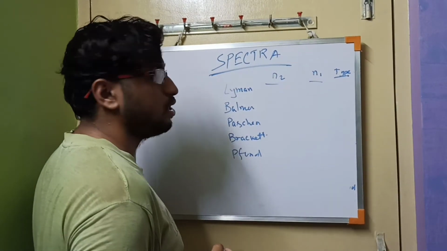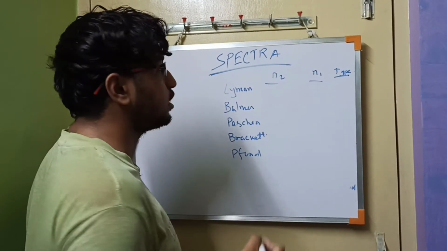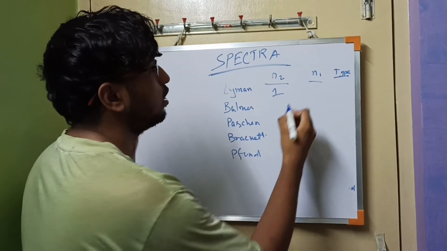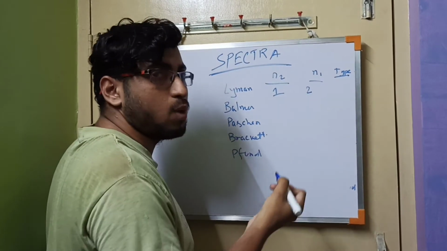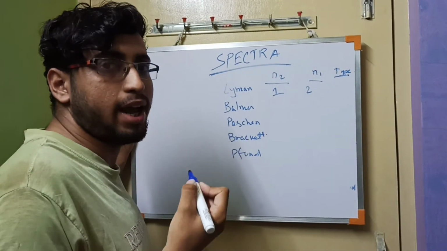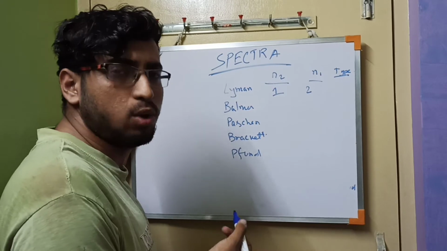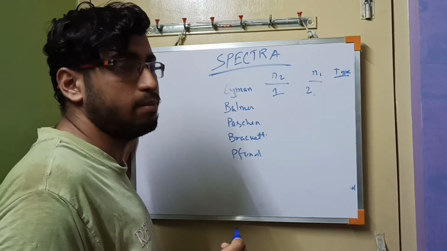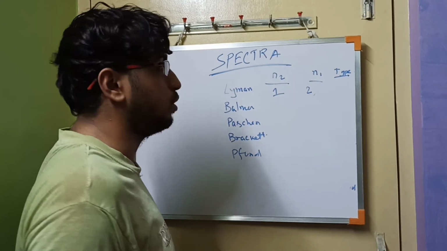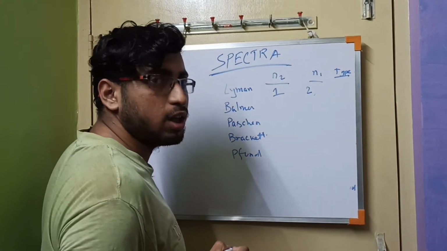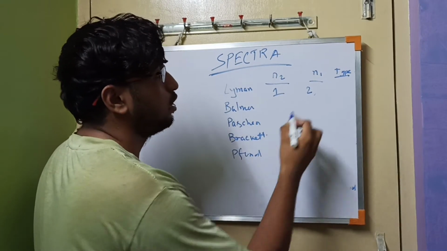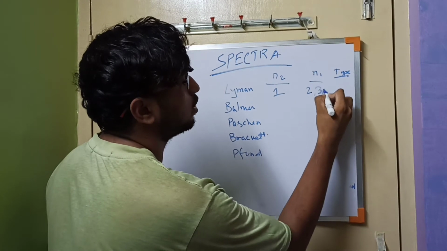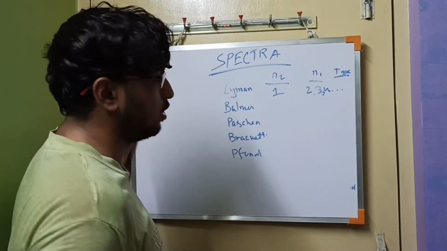For Lyman, the final or lower energy level will be 1 and the initial should be more than 1, as we cannot accept equal to 1 or any value below 1, because the value of nu bar will be negative or 0. We cannot accept that value. So n1, the higher energy orbit, should have a greater number than n2, that is 2, 3, 4 and so on.